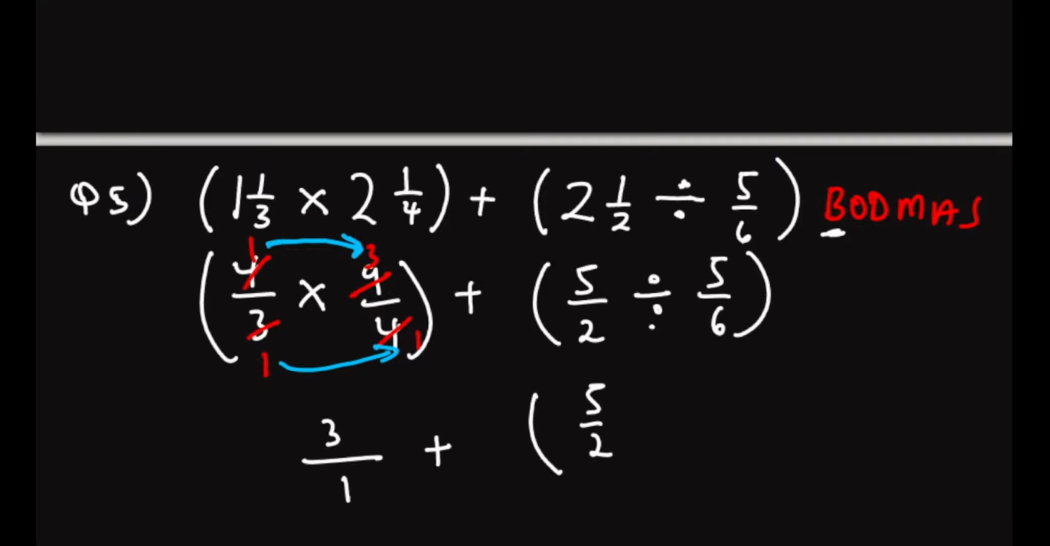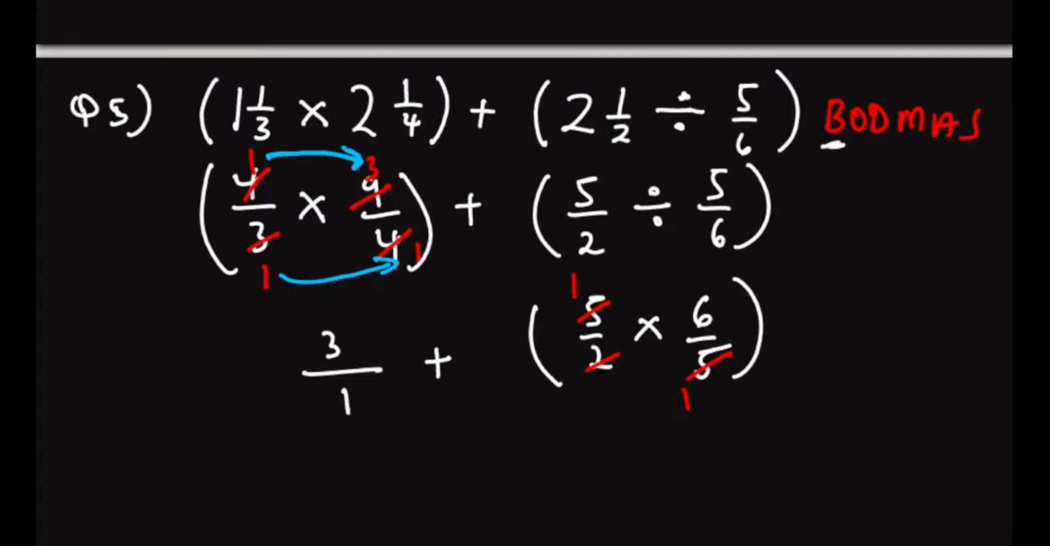Then we change this division sign here to multiplication. Then here we're going to have to reciprocate the fraction, so 6 over 5. Okay, and here too, luckily for us, you can see some cancellation going on. So 5 goes into 5 one time, and 2 goes into 2 one time and into 6 three times.